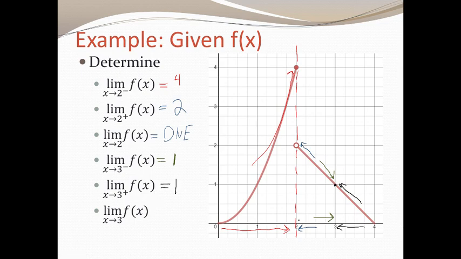Okay. Now, what's the limit of f of x as x goes to 3? Well, the left side limit is the same as the right side limit, so the limit of this is equal to 1. There we go. Now again, contrast that with the limit of f of x as x goes to 2. We have a left side limit and a right side limit, but because they're different, the general limit doesn't exist. Okay. Keep that in mind.